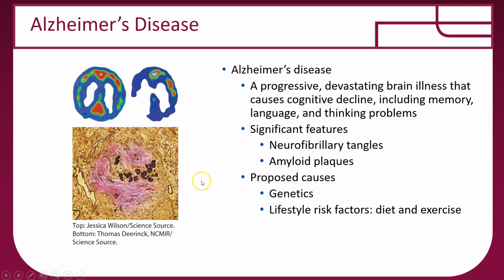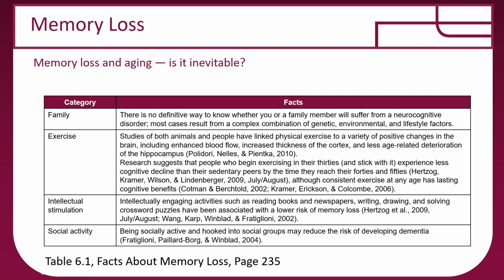pattern. What causes Alzheimer's disease? Again, we don't know for sure. Genetics play a role, and lifestyle factors like diet and exercise. And how do we keep our memory for as long as we can? You can take a look at this in your book as well. Family, there's maybe some genes. Exercise seems to be important for keeping your memory, intellectual stimulation, and social activity, all really good things.